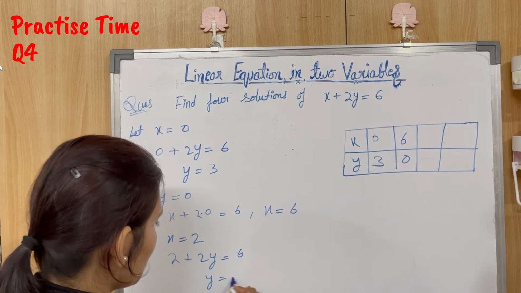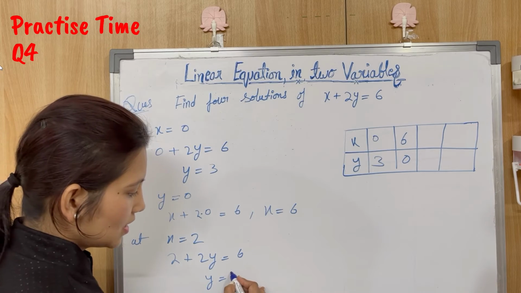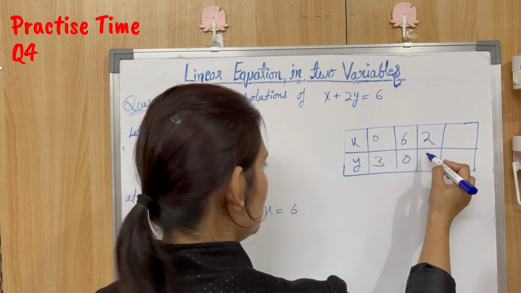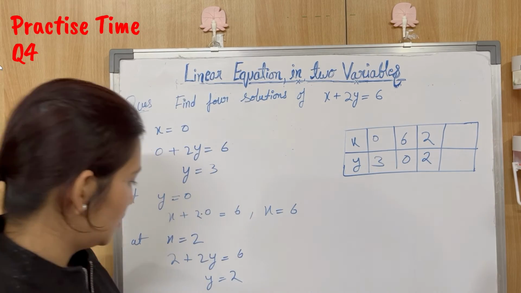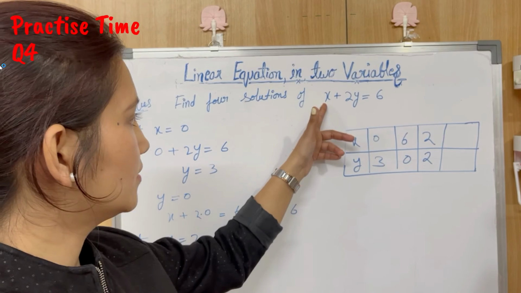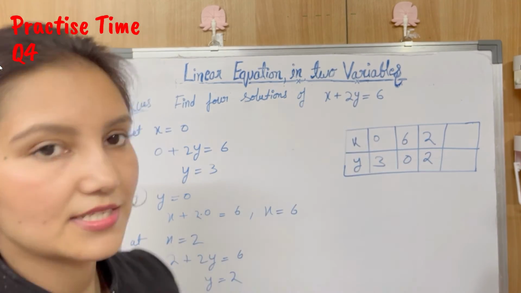So y will be 4 upon 2. That is 2. So at x equal to 2, y is 2. Is it okay? Is it correct? 2, 4. Yes, it's correct, right?